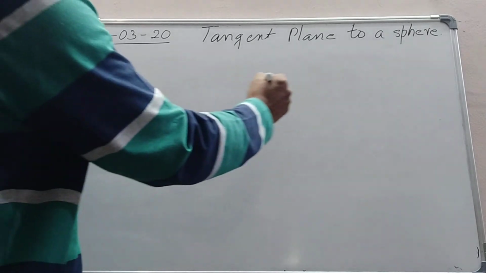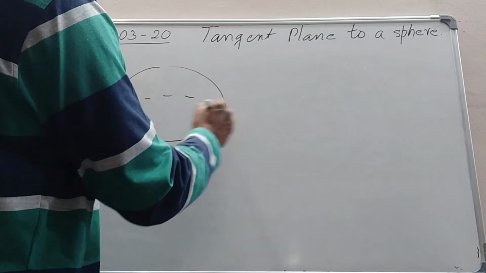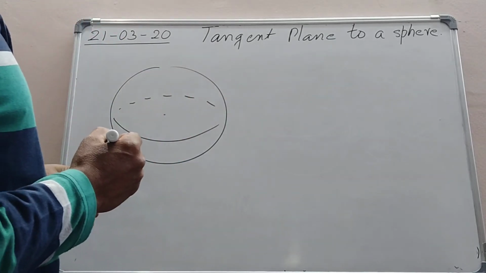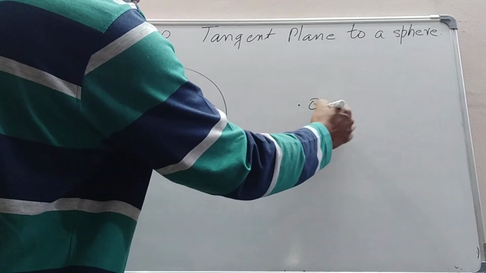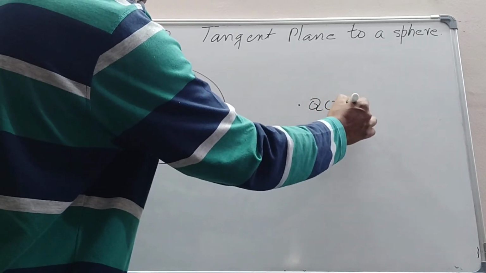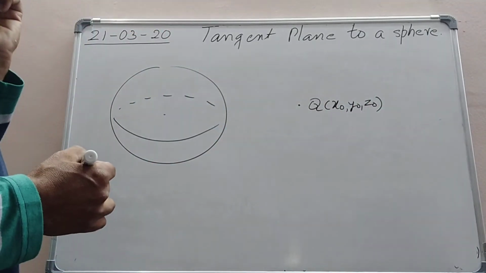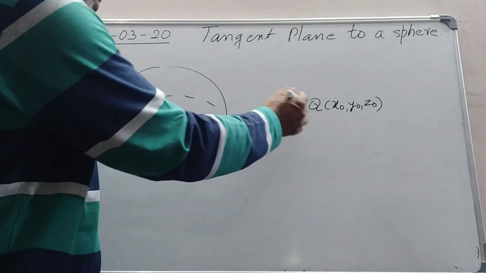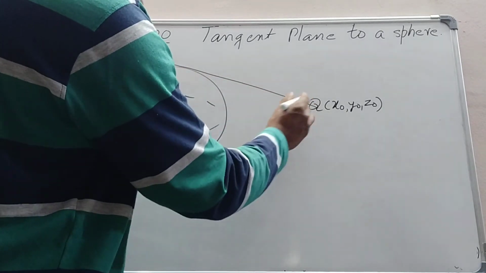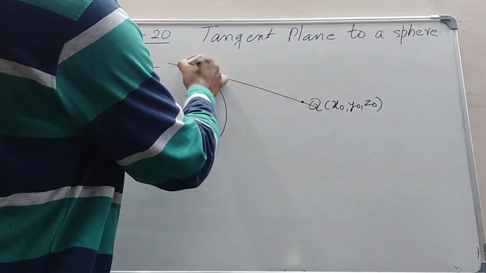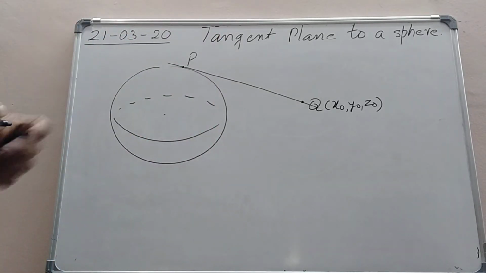Okay, so I have a sphere and there's a point outside. Let me call this point Q (x naught, y naught, z naught). I want to find the length of the tangent from Q onto the sphere. Let us say that this is one such tangent line. It touches the sphere at the point P. I want to find PQ.